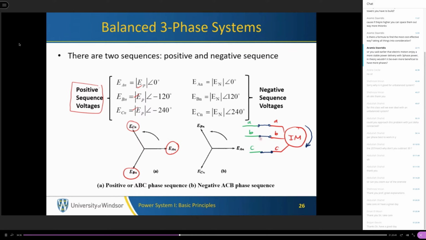But if you exchange 2 phases, for instance, you connect phase B to phase C and phase C to phase B, then the motor will rotate in the anti-clockwise direction. And this is beneficial in many industrial applications, when it is needed to change the direction of the induction motor.